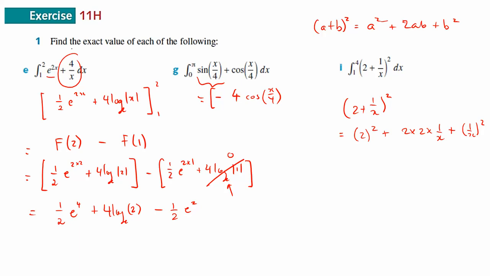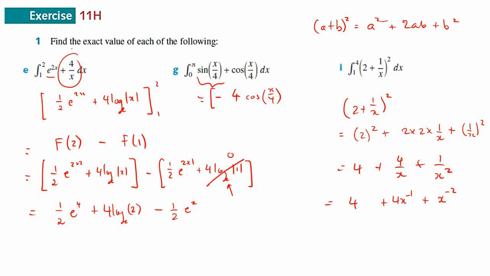I haven't done anything to that. A happens to be 2, b happens to be 1 over x, and I'm just following the rule. 2 squared plus 2 times a times b plus b squared, just (1 over x) squared. Simplify that down. That now becomes 4 plus 4 over x plus 1 over x squared. To make it easier for yourself, this is the same thing as saying 4 plus 4 times x to the power of negative 1 plus x to the power of negative 2.